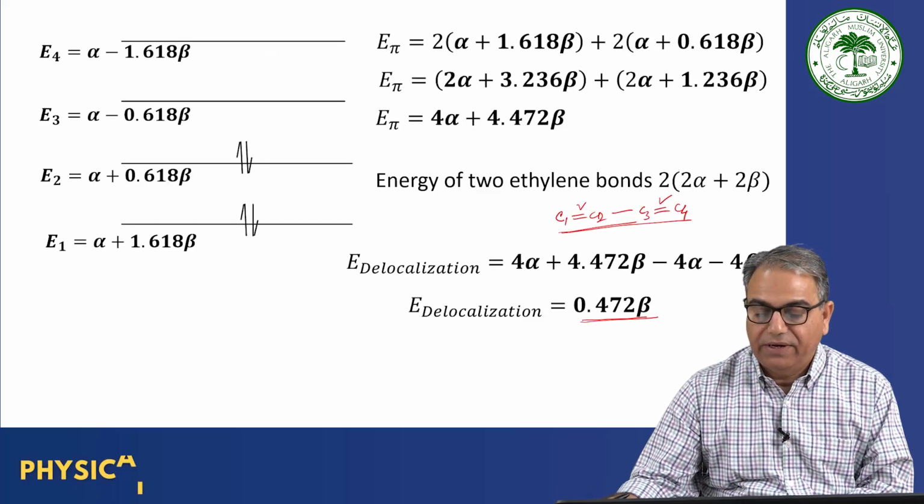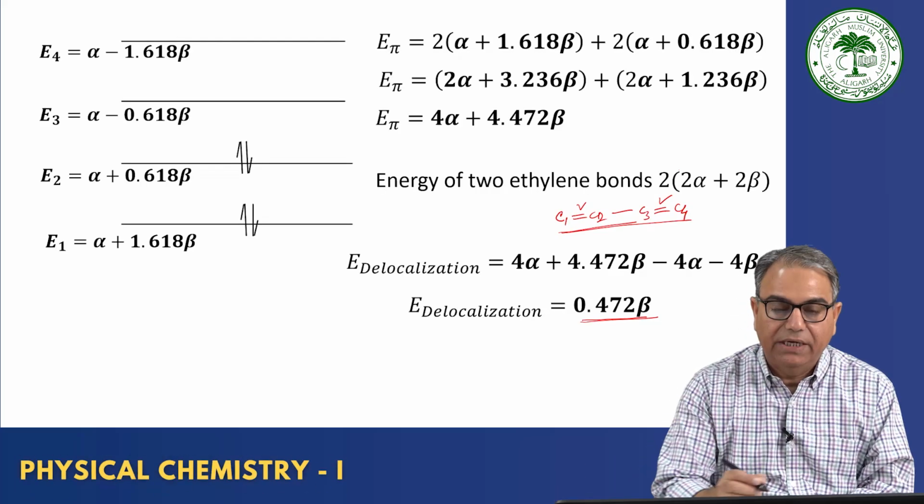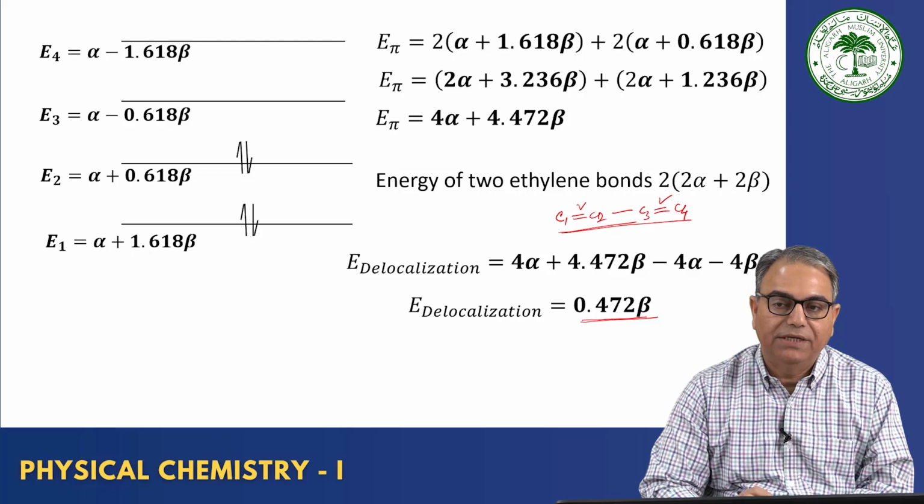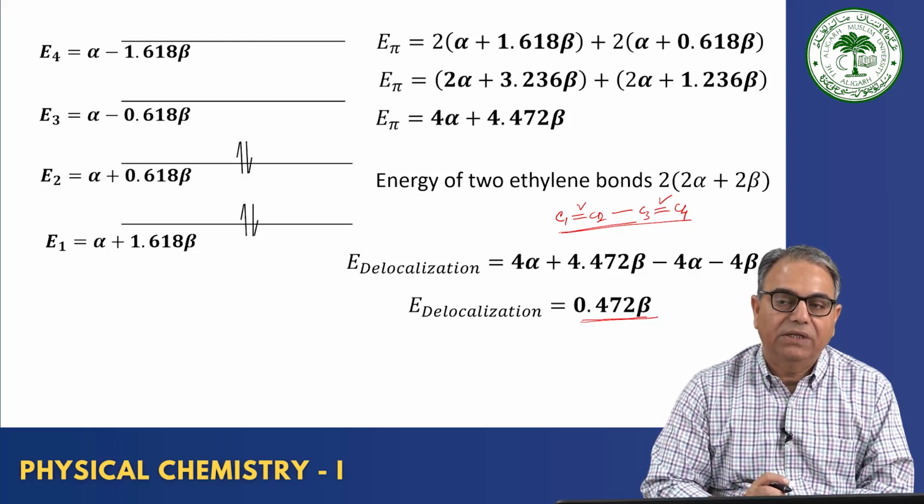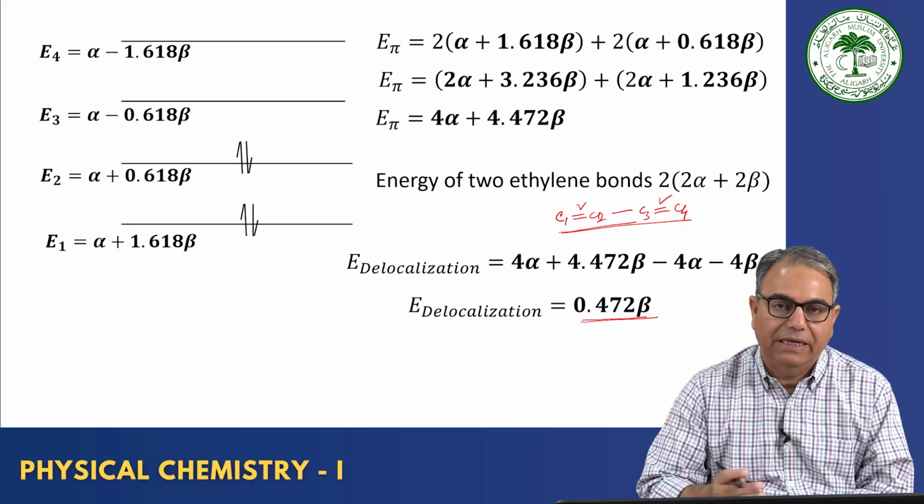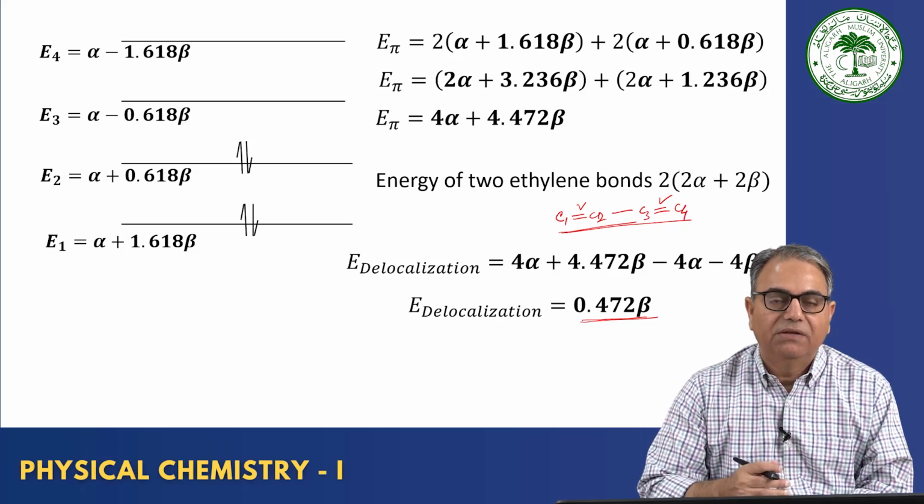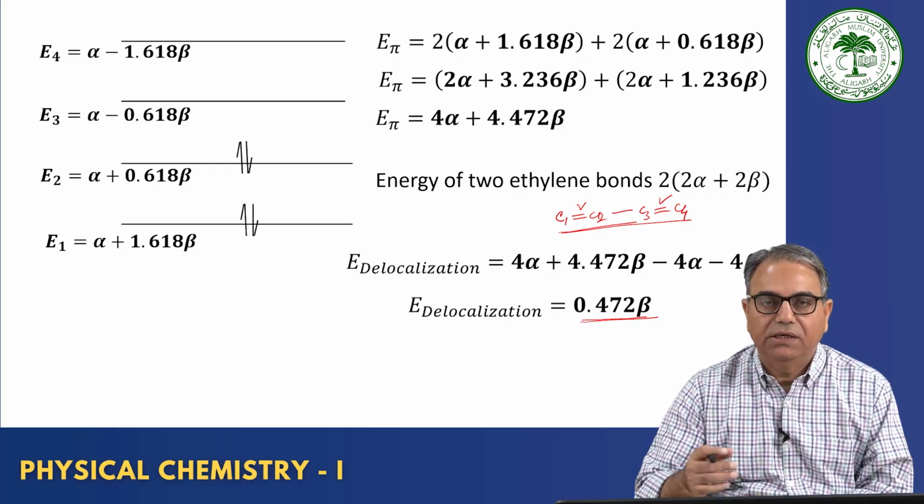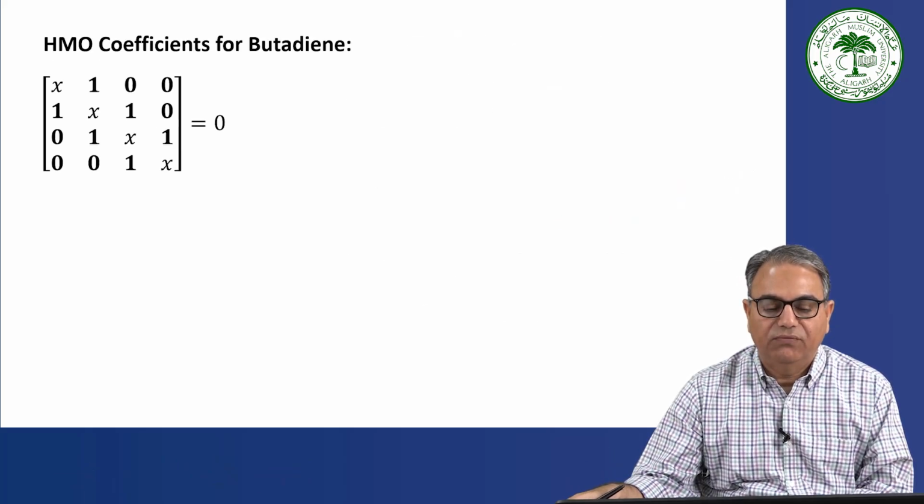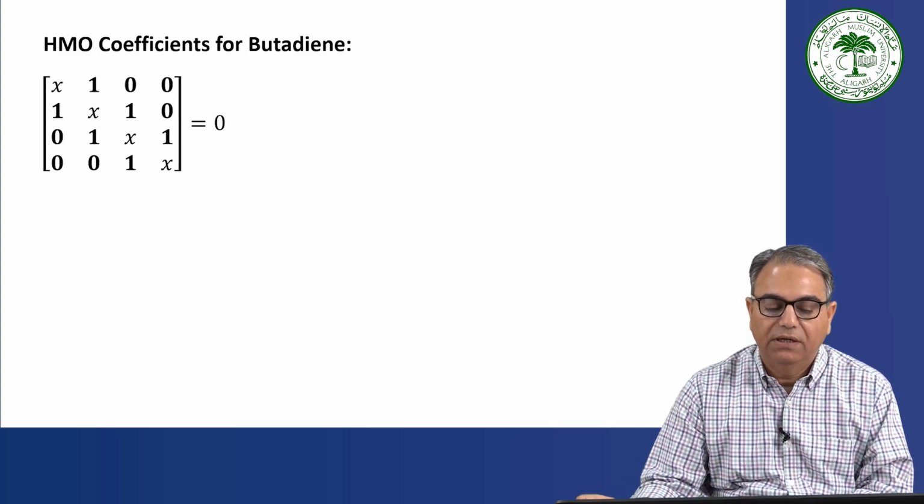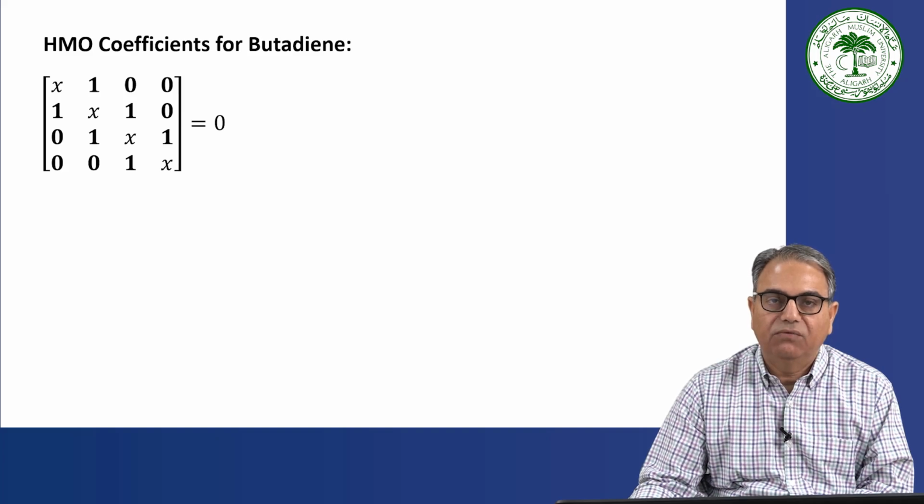Now, this way we have got the energy levels, so the eigenvalues we have obtained. The next task is finding out the eigenfunctions, and as we have done for the allyl system and the cyclopropenyl system, we will do the same thing with butadiene. In the case of butadiene, we have a 4 by 4 determinant, so we can write 4 different equations, one for each row of the determinant. The first row has only 2 terms, x and 1, and the rest are 0, 0.